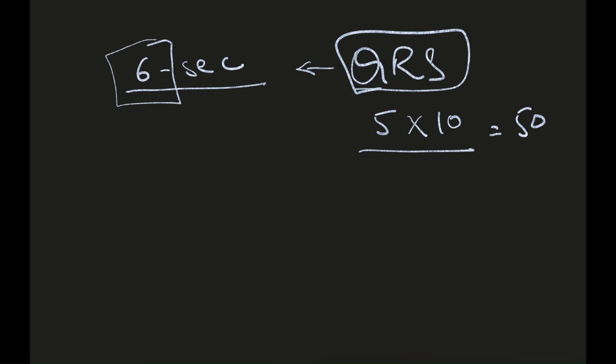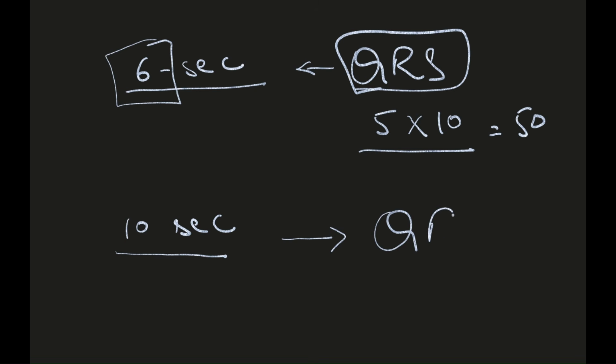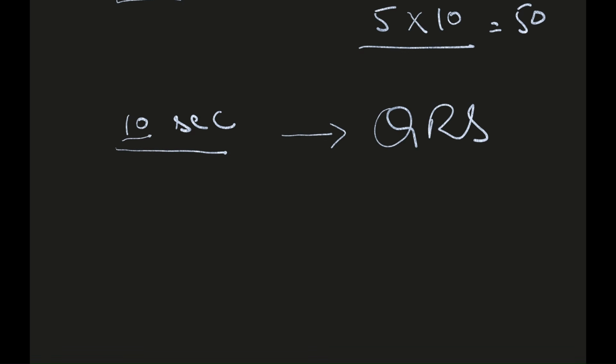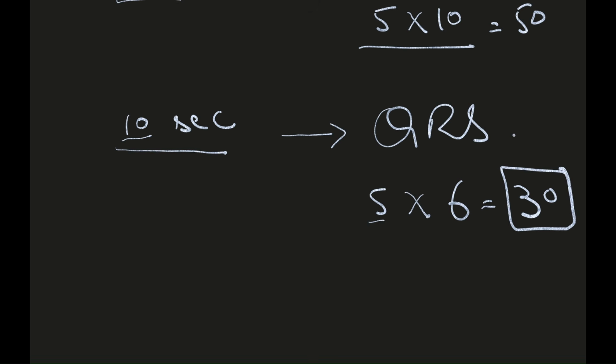There is another method. You can take 10 seconds. In extreme cases of bradycardia, sometimes you have to take a very long rhythm strip. Take a 10-second rhythm strip and count the total number of QRS complexes in that rhythm strip. For example, it's 5. You have to multiply it by 6. Your heart rate will be 30. And this is your heart rate.